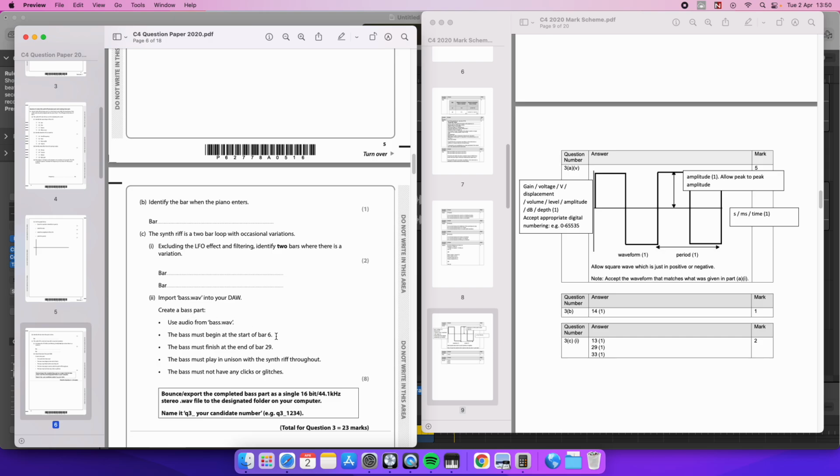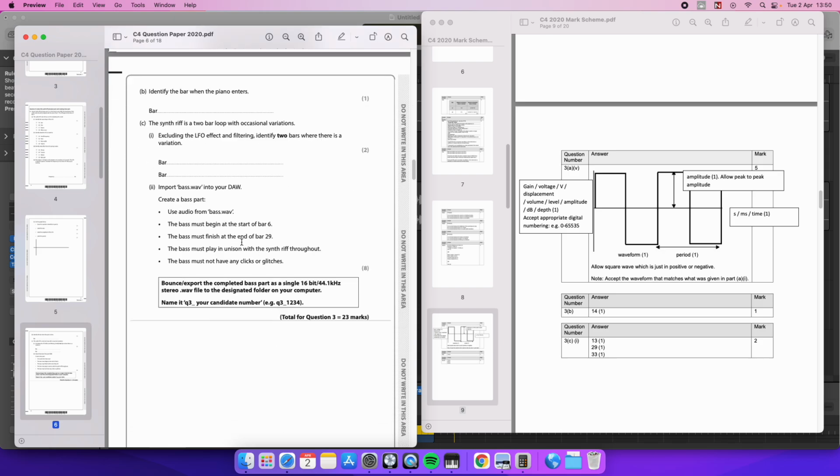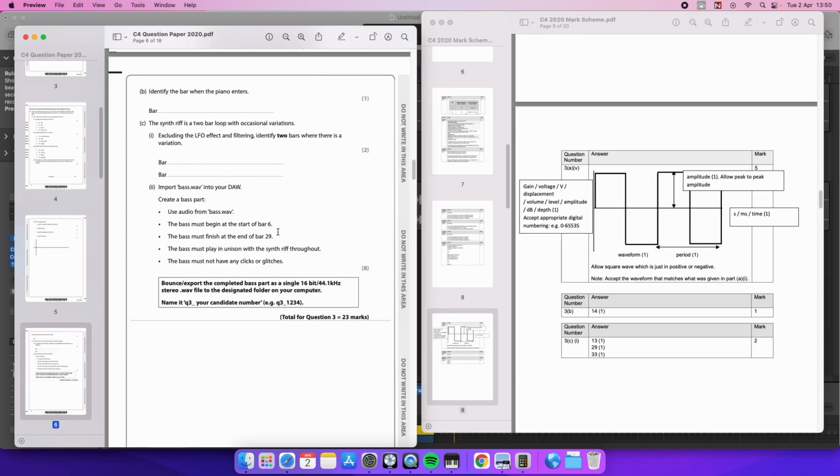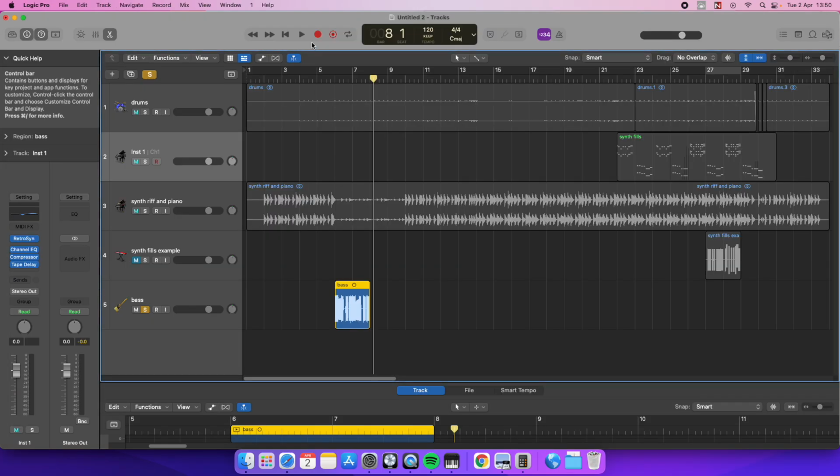Use the audio from bass. The bass must begin at the start of bar 6. The bass must finish at the end of bar 29. The bass must play in unison with the synth riff throughout. The bass must not have any clicks or glitches. Okay, so it needs to play until when? The end of bar 29, start of bar 6.